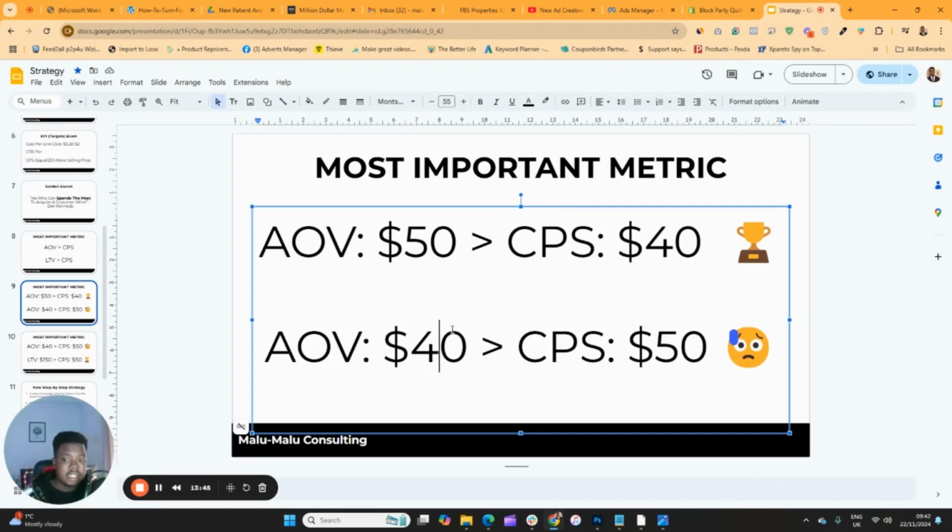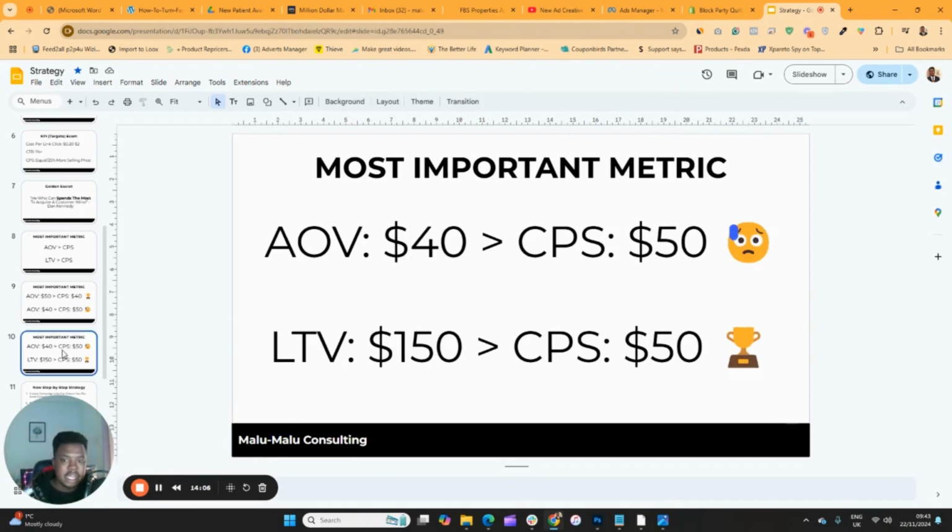However, in this instance, let's say your average order value is $40. However, your cost per sale is $50. So now you see you're making a $10 loss. In this example, you're making $10 profit, but in this example, you're making $10 loss. Does that make sense? So how do we turn this $10 loss into $100, $200, $300 in profit? This is how we do it.